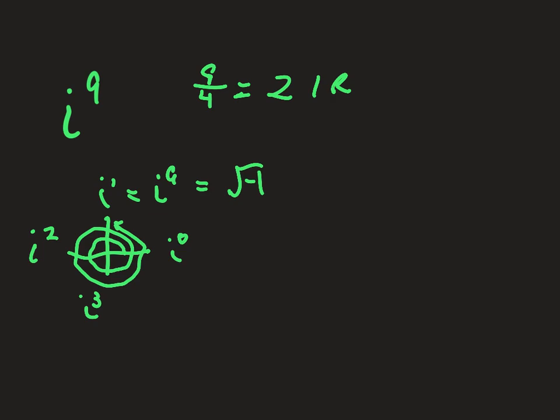So whatever the exponent is on I, divide it by 4, and then you're going to have to draw this little diagram, and you have to know that I to the 0 is 1, I squared is -1, I is I, and I cubed is -I. And then you just go around the circle. So if you have a remainder of 1, it's I. If you have a remainder of 2, it's I squared. If you have a remainder of 3, it's -I. If you have no remainder, it's the same as 1, using the circle method.